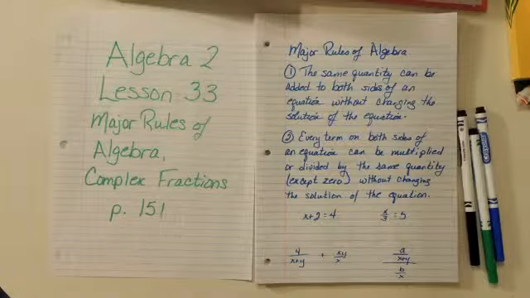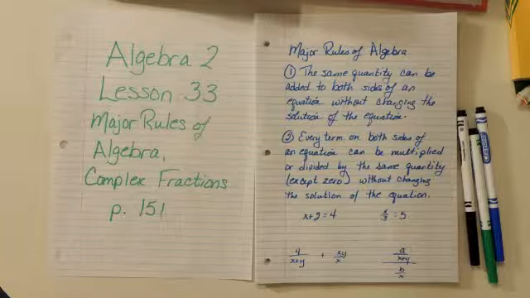Hi, this is Algebra 2, Lesson 33. We're going to talk about major rules of algebra and complex fractions. We're starting on page 151.